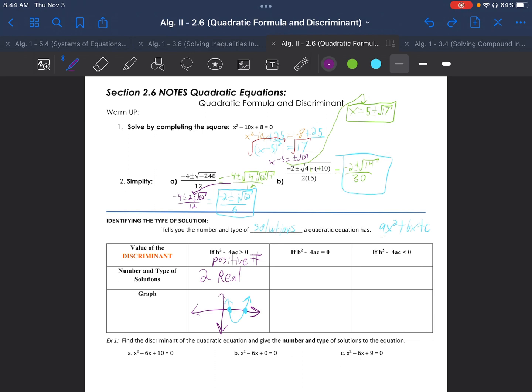Now, if your discriminant, the b squared minus 4ac, is exactly 0, not negative or positive, you will have exactly one real solution. That's it. So your graph might look something like this.